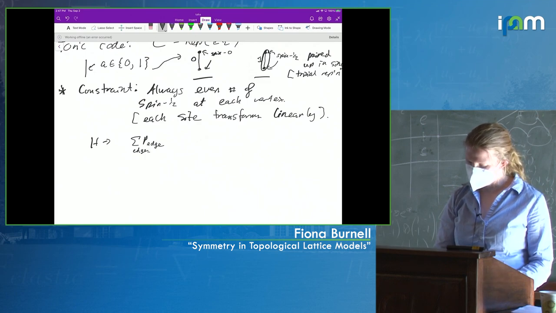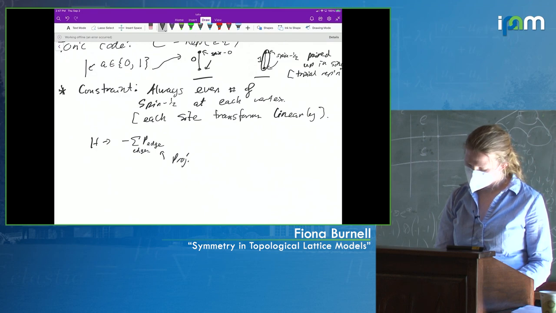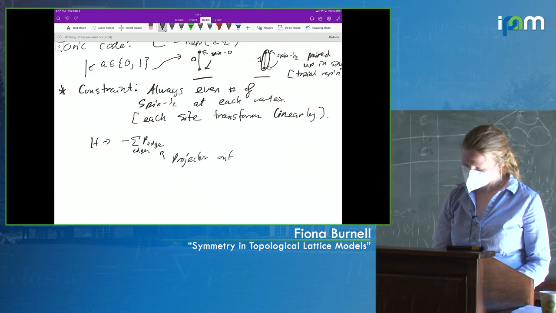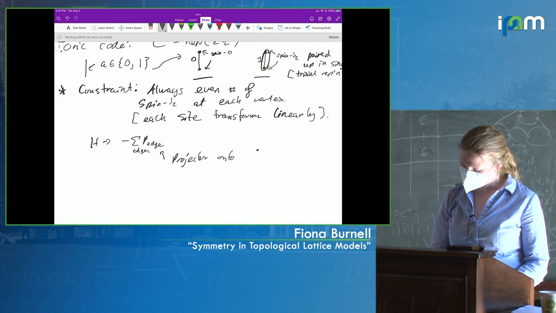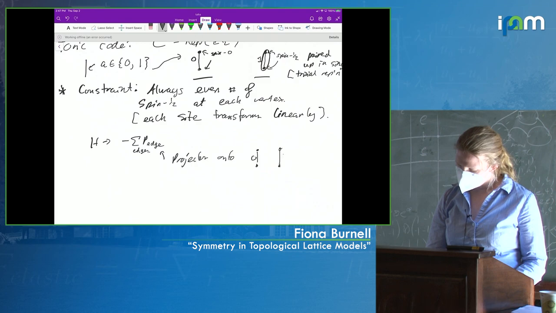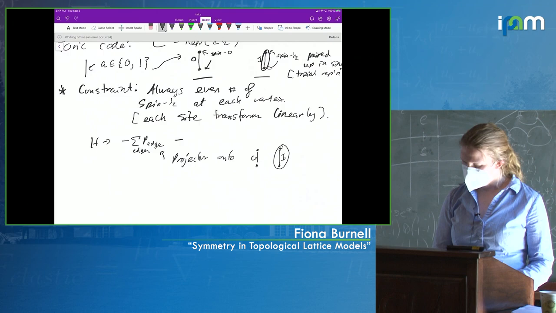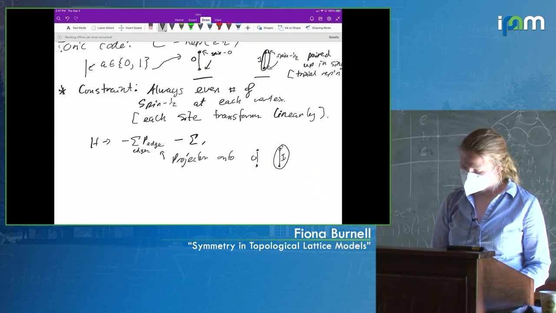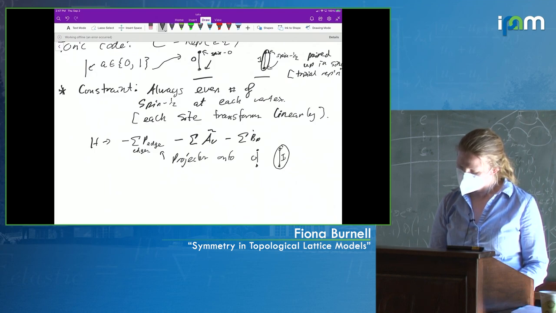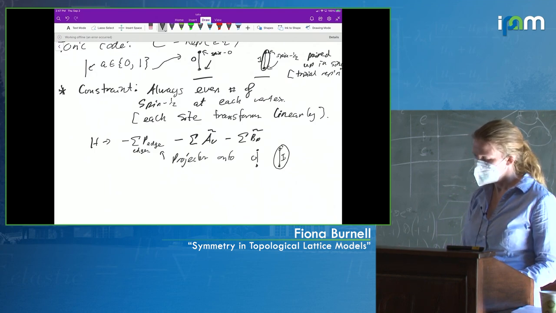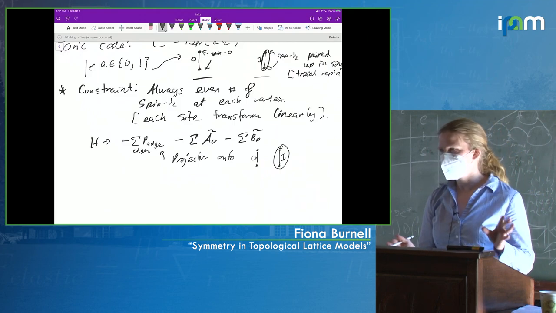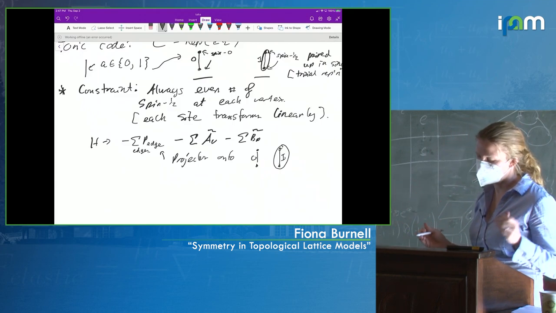Okay. Where P edge projects onto these two edges, right? Zero with these two dots, and then one with this singlet on it, okay? And then I have to modify my vertex term and my plaquette term, okay? And this is straightforward. It's kind of exactly what you would expect.